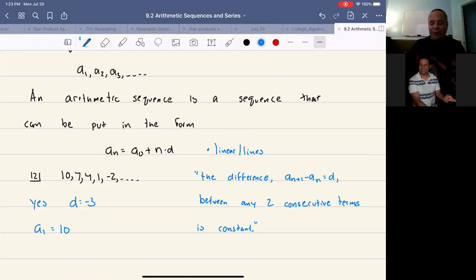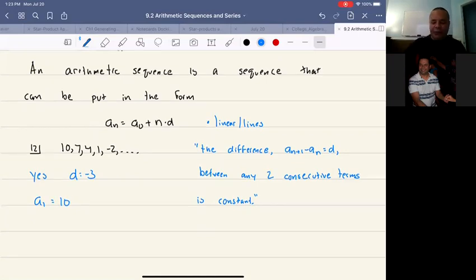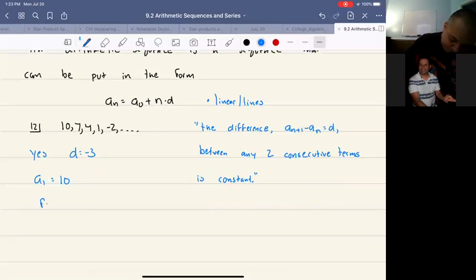So the way that we can actually write out what the formula is: we're going to start out with a sub 1, because when I write this a sub 0, we actually don't know. There's no a sub 0 really. So the formula for a sub n is going to be a sub 1 plus d times n minus 1.